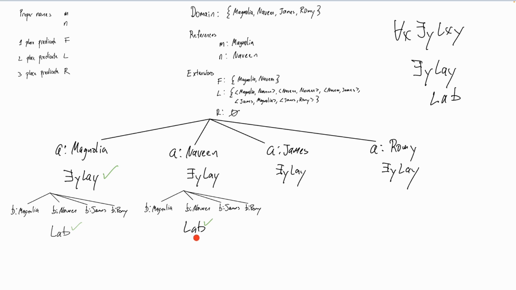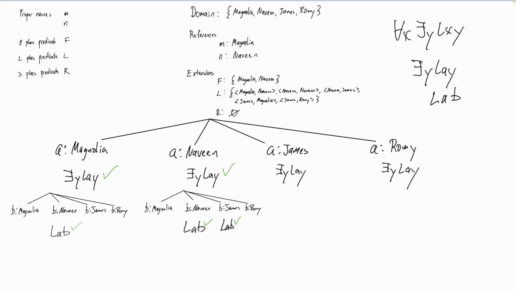Because Lab is true when this valuation is expanded by assigning Naveen as the referent of B, and also when it's expanded by letting B refer to James, because Naveen-James is also in the extension of L, that means that there is a y such that Lay is true on the valuation one level back where Naveen has been assigned as the referent of A. Now we move on to checking whether there is a y such that Lay is true on the valuation where James has been assigned as the referent of A.